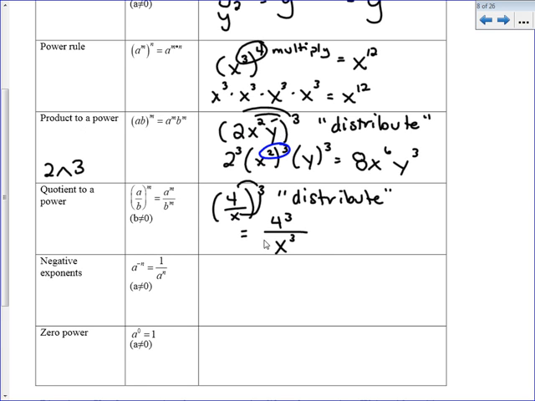Do you think this answer is simplified? No, all those numbers raised to the power, throw them in your calculator. 4 to the third is 4 times 4 times 4, 64 over x to the third.